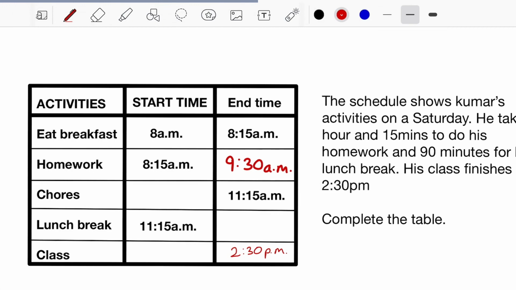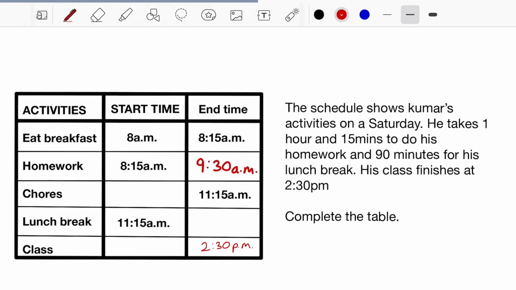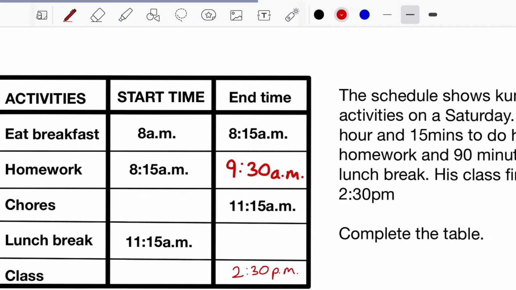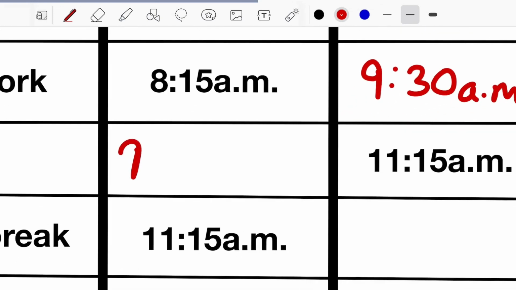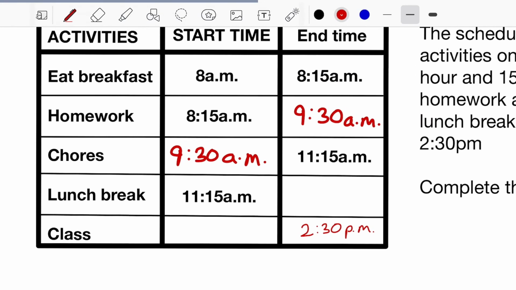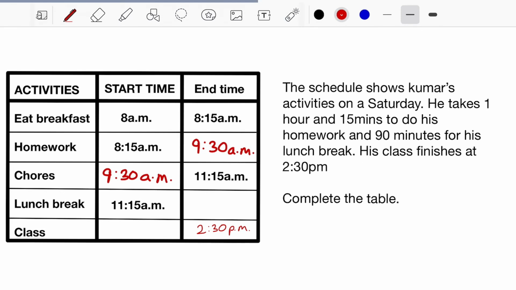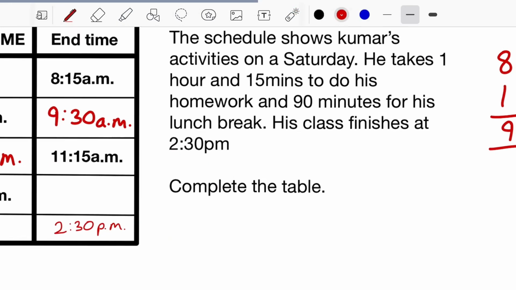Next, we have the chores. Right, so we can normally assume that as one activity ends, the other one starts. So we're going to put 9:30 here, since they didn't tell us otherwise. Next, we have the lunch break. Here we can see that we have 90 minutes for the lunch break. So we have to determine the end time, which would be the start time plus the duration. So that's 11:15 plus 90 minutes.